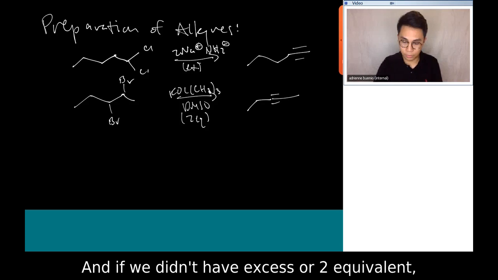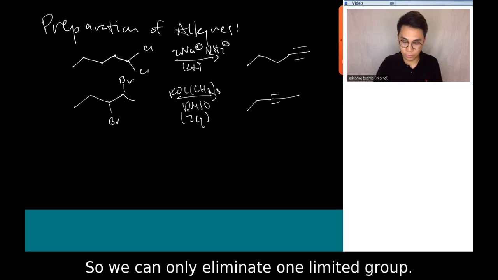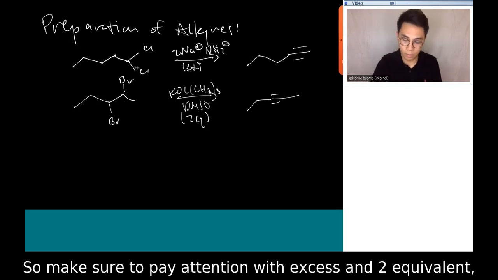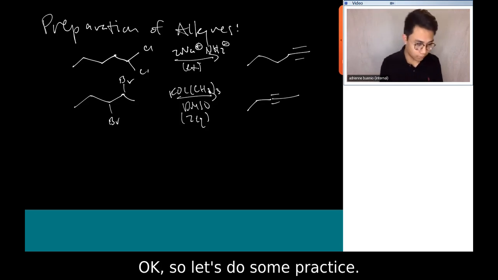And if we didn't have excess or two equivalents, then we would just make a double bond, right? Because we would just have one of those things, so we can only eliminate one leaving group. So make sure to pay attention with excess and two equivalents, right? Okay, so let's do some practice.